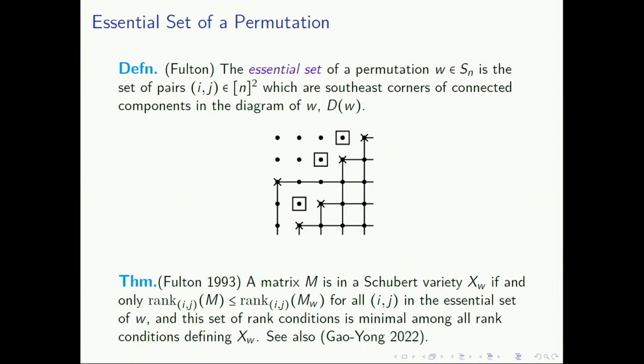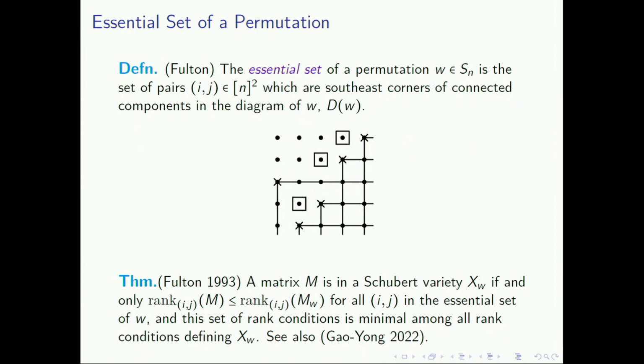And the really nice theorem is that an n by n matrix M is in the Schubert variety X_W if and only if the northwest rank, so if you look at the IJ component and look at the rank of the little submatrix northwest of there, is less than or equal to the corresponding rank in the permutation matrix. And this carries over to the matrix Schubert varieties in the affine sense too. That's the original definition of Schubert varieties, but what Fulton said is you only have to check these rank conditions on coordinates I and J which are in the essential set. So it reduced the number of checks.